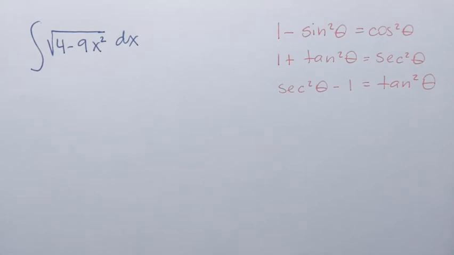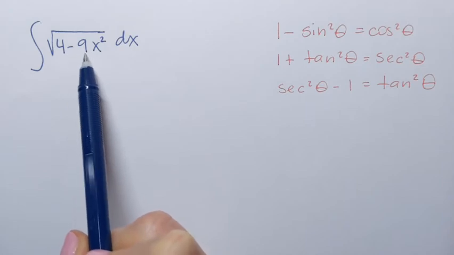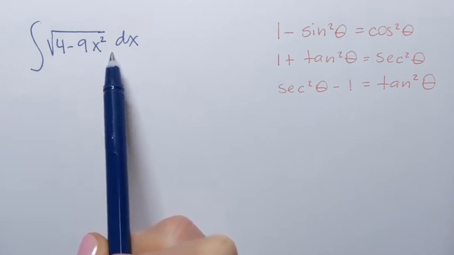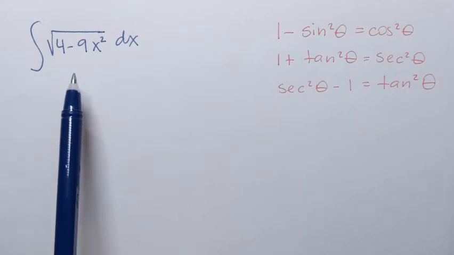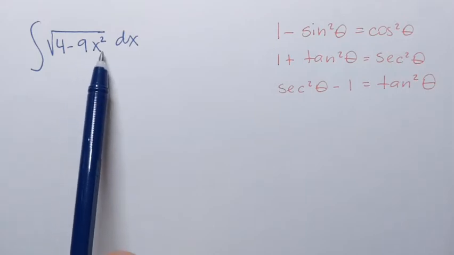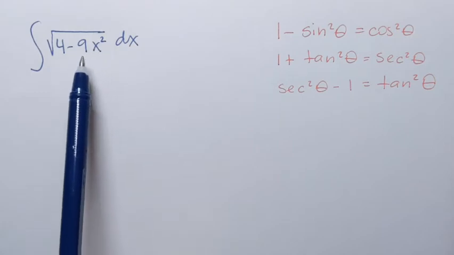In this example, we're going to evaluate the integral of the square root of 4 minus 9x squared dx. This integral is a good candidate for trigonometric substitution because of the expression that we have inside the square root. Besides, neither the basic substitution rule nor integration by parts would help us here.